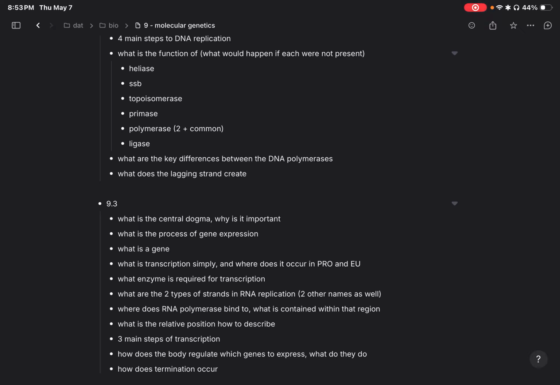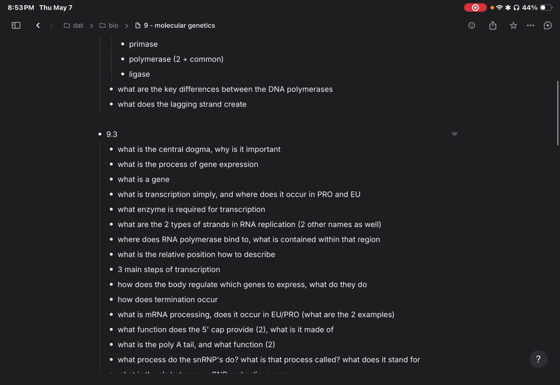Ligase, yeah. Polymerase 1 removes RNA primer and replaces it with DNA nucleotides. Polymerase 3 replicates the DNA 5' to 3'. Okay, what does the lagging strand create? We create Okazaki fragments. Why does it happen?